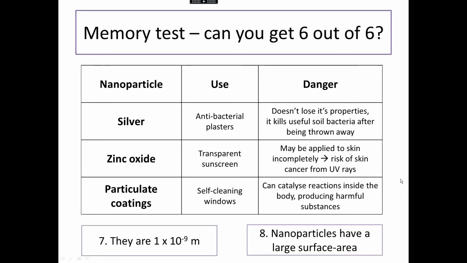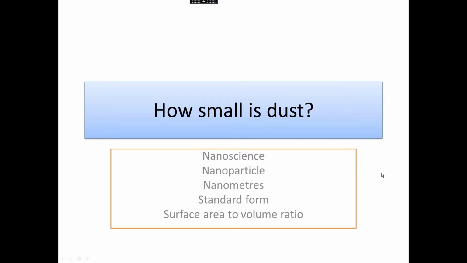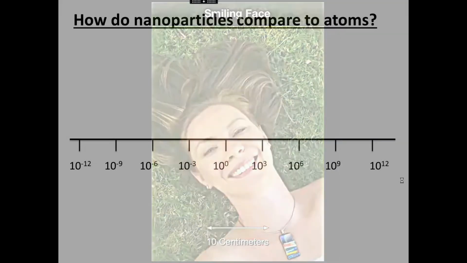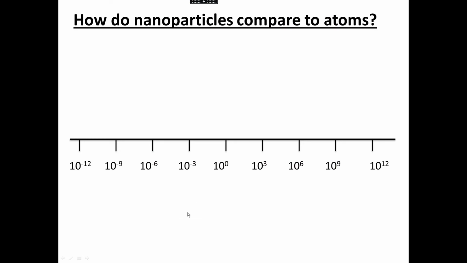Okay, now today's driving question, how small is dust? So we're going to be comparing dust to nanoparticles, and we're going to be looking at that in terms of standard form and also surface area to volume ratio. Right, so let's have a look at standard form. And here we've got the prefixes for standard form. So you can already see the word nano there next to 10 to the minus 9.